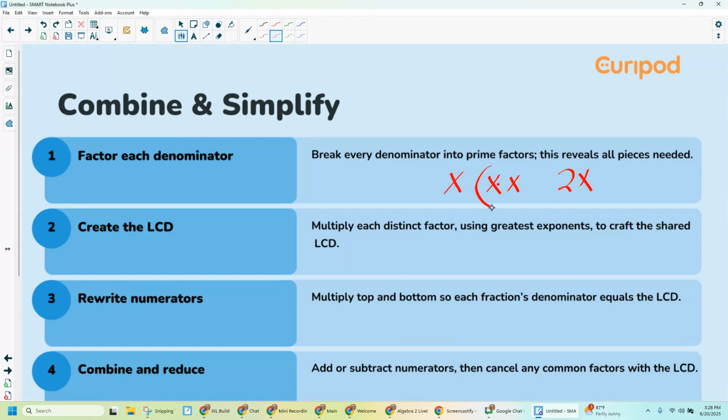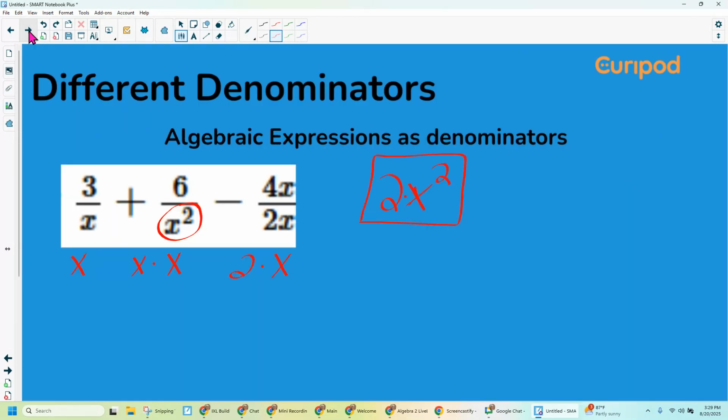So this is my greatest exponent here, x squared, and this is my number here. They have a 1 here and a 1 here, so if I multiply those, I get just 2, and that's going to give me the least common denominator. So let's go back to that problem where we left off.